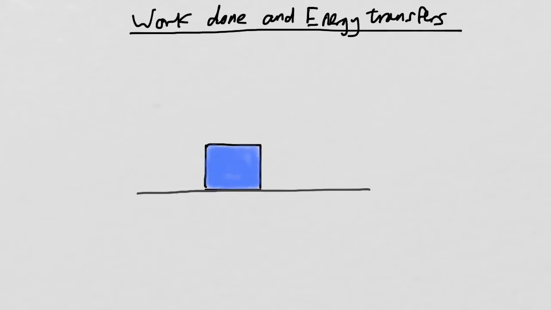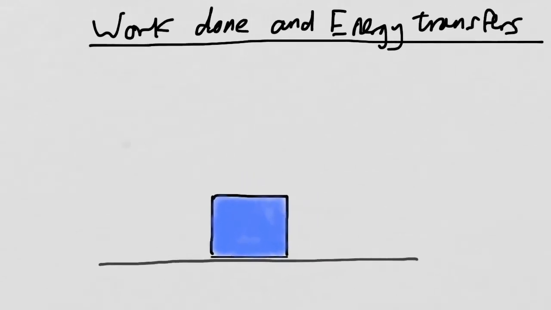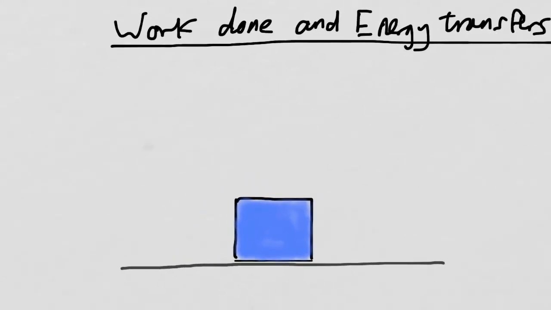So if I take this blue block here, and I want to move it across the table, that involves me using some energy. It involves me transferring some energy. It also involves me doing work. I'm doing work to move that block. And the amount of work that I do is equal to the amount of energy that I transfer to the block. Energy transferred and work done are exactly the same thing in this case.